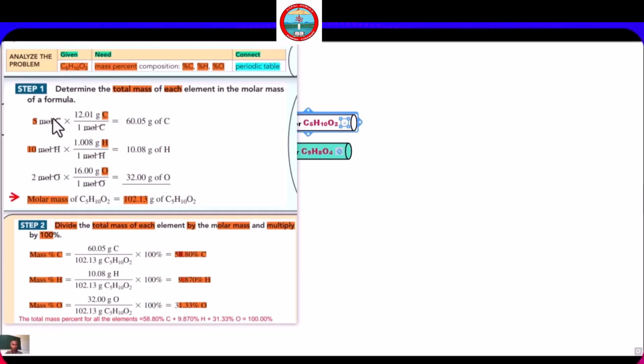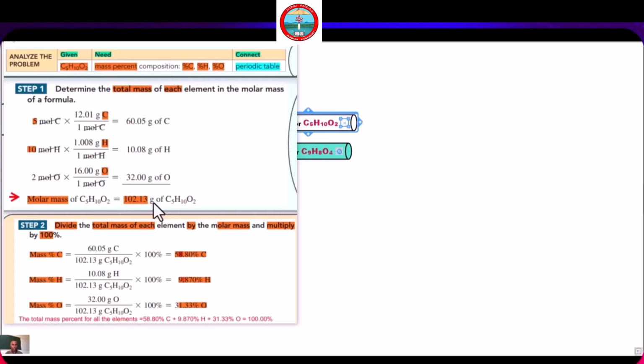For hydrogen, we do have 10 hydrogen moles here. Multiply 10 by its molar mass, we will obtain this. Then for oxygen, similarly, and then finally add up the molar mass of the components of the compound, and we will get 102.13 gram of the compound.